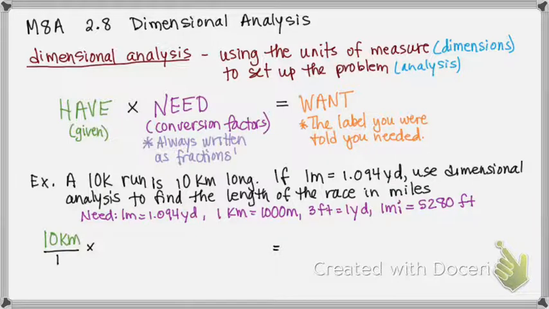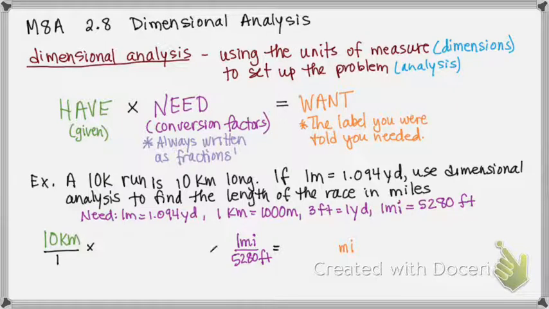I know that my answer, my label of what I want is going to be miles. So what I know is that my last conversion is going to have the label I want on top. Now some of you might know that 1 mile is, I think it's 1,760 feet, or yards, I mean. 1 mile is 1,760 yards, but not a lot of people know that one.